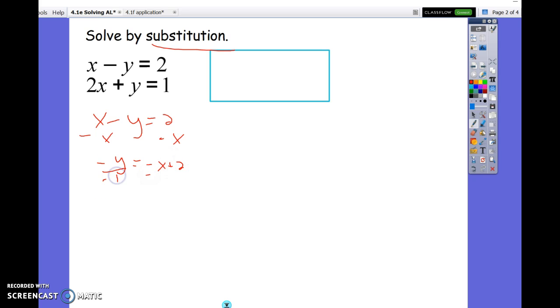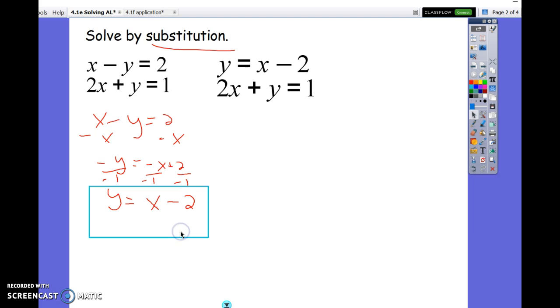And then we need to divide everything by a negative to get y all by itself. So we get y equals positive x, because the negative x divided by negative 1 is positive x. And positive 2 divided by negative 1 is negative 2. So our isolated variable, or our slope-intercept form, is y equals x minus 2. So now that we have that, okay, notice this is our equation we just found, y equals x minus 2 and 2x plus y equals 1. We are ready to solve by substitution.